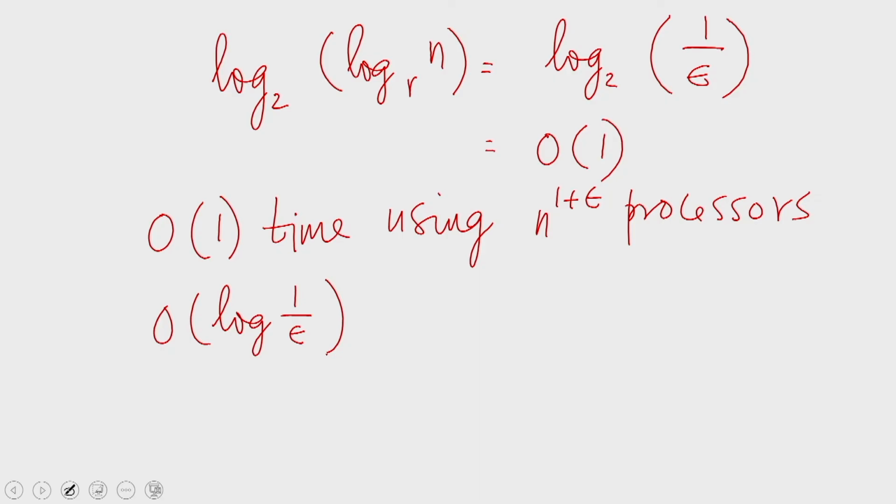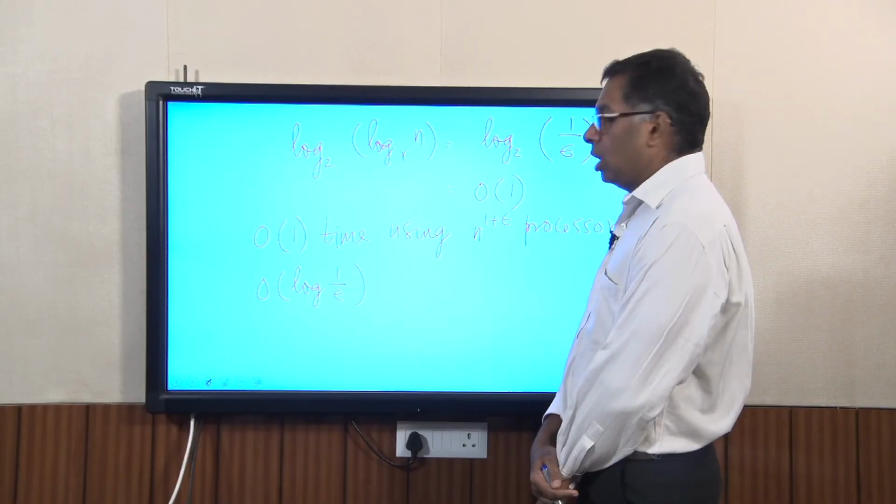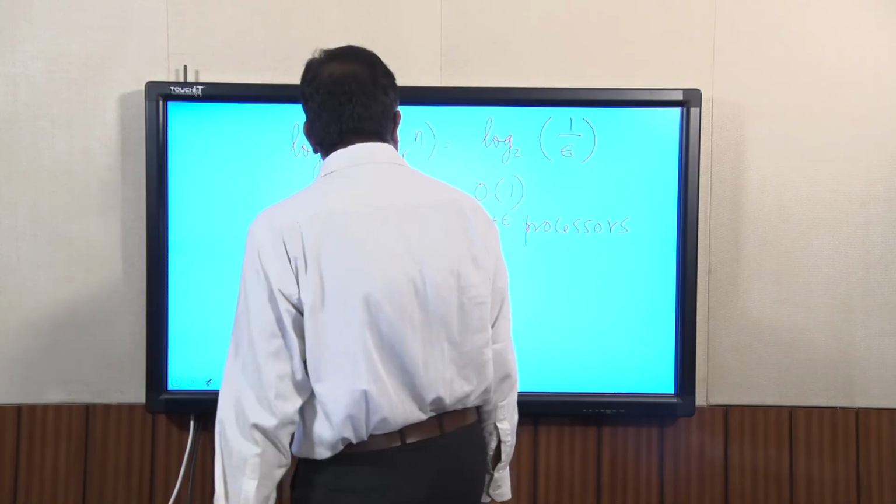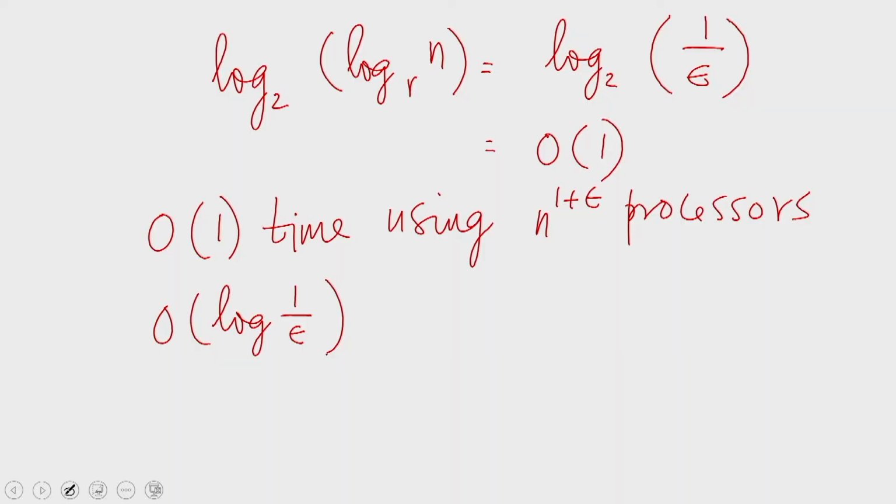The smaller epsilon is, the larger 1 by epsilon is. Therefore, log of 1 by epsilon is an increasing function in 1 by epsilon. Therefore, the constant factor here is larger than the constant factor in the earlier algorithm that we saw, but the number of processors used is substantially less. From n squared, we have reduced the number of processors to n power 1 plus epsilon. That is if you have r equal to n power epsilon. Let us try another value of r.